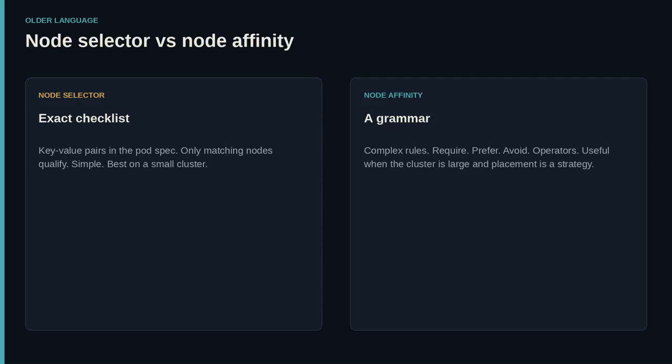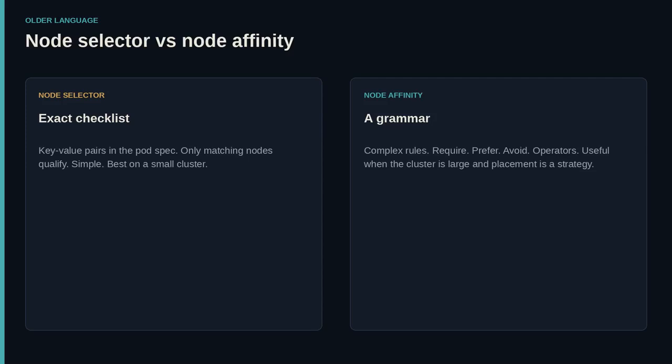Node affinity is the more capable method. It lets you write complex rules, require a label, prefer a label, combine expressions, even express anti-affinity so pods are not scheduled onto nodes with certain labels. When the cluster is large and you want precise control, affinity is the tool. So the difference is not fashion. Node selector is a checklist of exact matches. Node affinity is a grammar. Checklists fail when the sentence you need is prefer production, require SSD, avoid the canary pool.